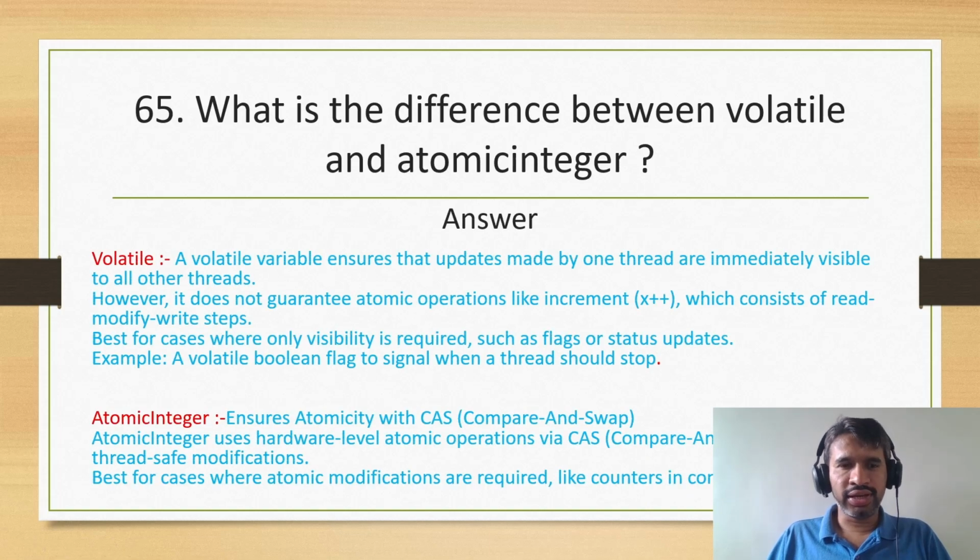The answer is very clear. Volatile is basically to handle the visibility problem. It does not work for operations like x plus plus, x minus minus, increment, decrement, etc. It's only suitable for one-time updates like flags, status updates, etc. AtomicInteger uses compare and swap to make the operation atomic, and it will make it thread safe. Let's move on to the next question.